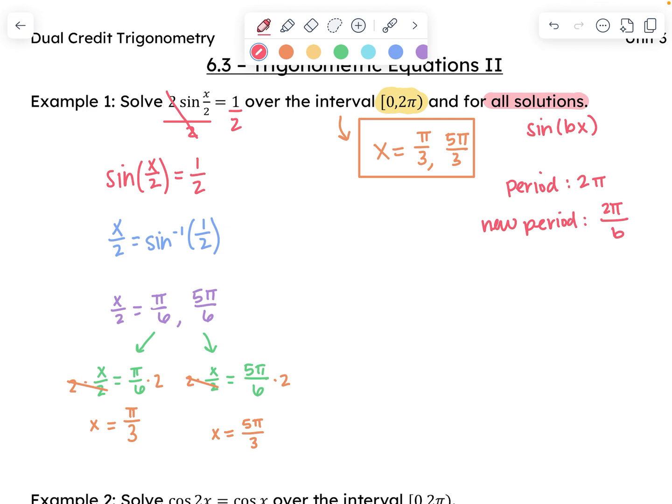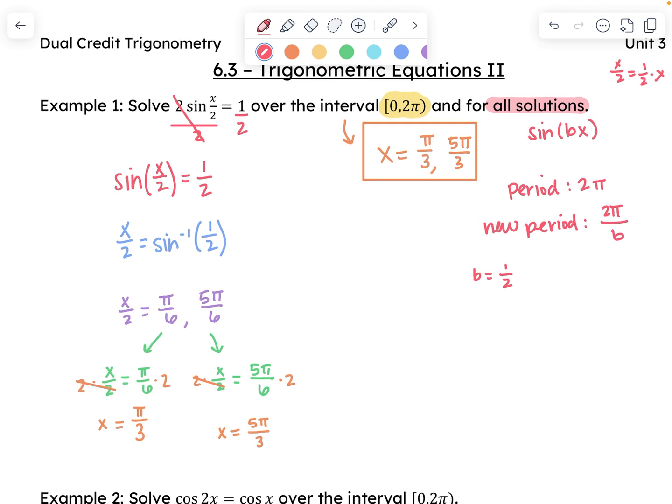Now here I have that it's the sine of x over 2, which means that my b value is 1/2. Remember, if I have x over 2, that's the same thing as 1/2 times x. So to find my new period, I'm going to do 2 pi over 1/2. Or I can do 2 pi times and flip it to over 1, or just 2 pi times 2, which is going to give me 4 pi.